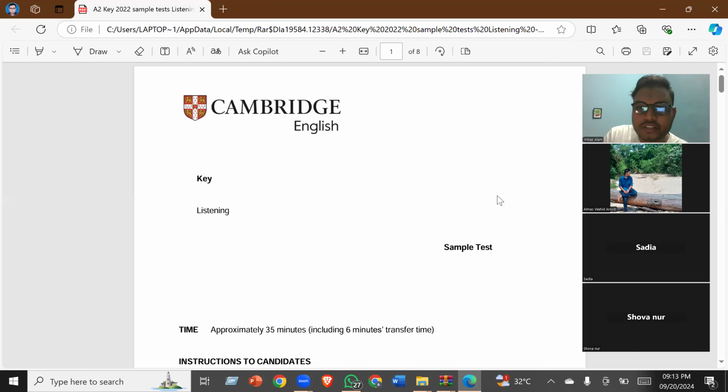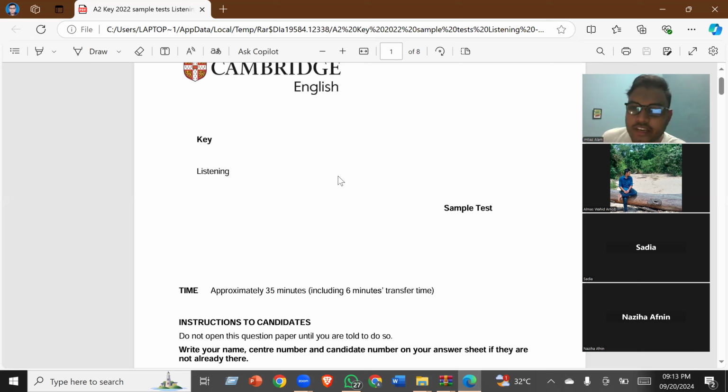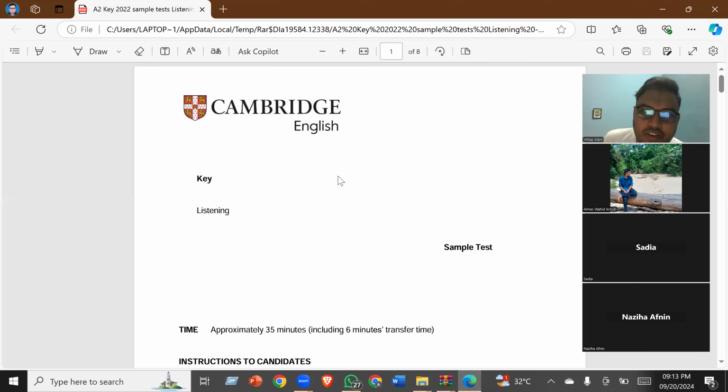Now I will share my screen, so you have to tell whether you are seeing my screen or not. Okay, can you see the screen? Yes, sir. Is it clear? Good. Can you see the logo, Cambridge English? Yes, sir. So basically, this is the official logo of Cambridge English. Whenever you get your certificates, you will see this logo. This official logo is on your result sheet.